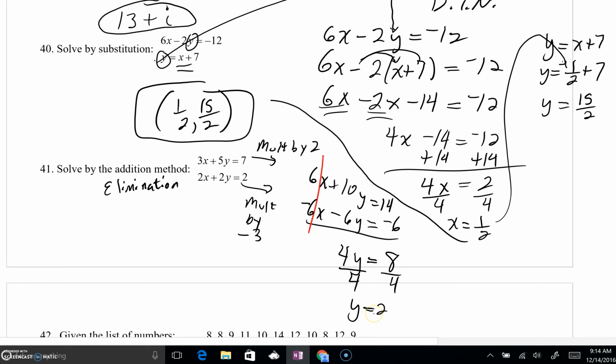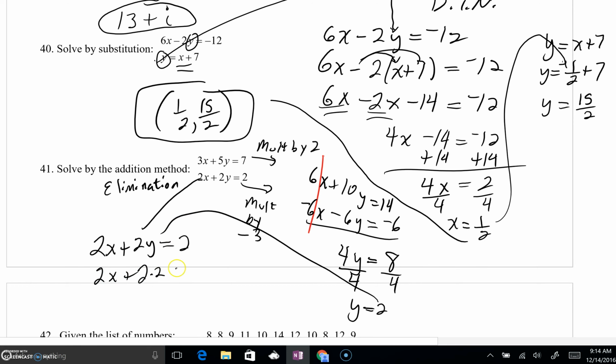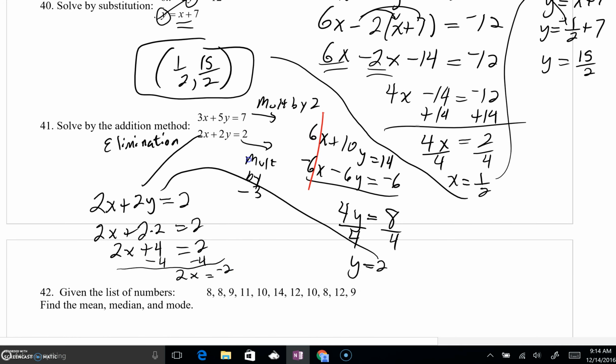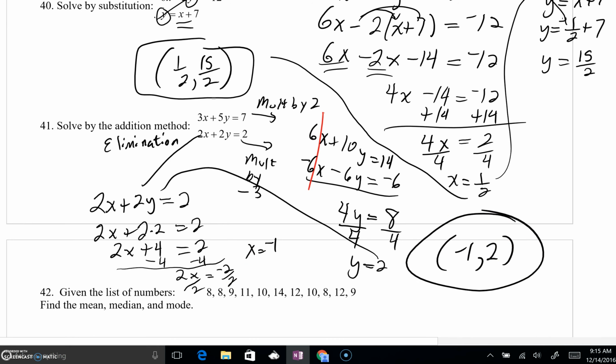Of course, we're not done. We need to find x. Choose one of your equations. 2x plus 2y equals 2 has some smaller numbers, so I might choose that. Plug in your y value of a 2. And 2 times 2 is 4. I'm going to minus a 4. 2 minus 4 is actually -2. And when I divide by a 2, I'll get x equals -1. Final answer here is a point, the point -1, 2.